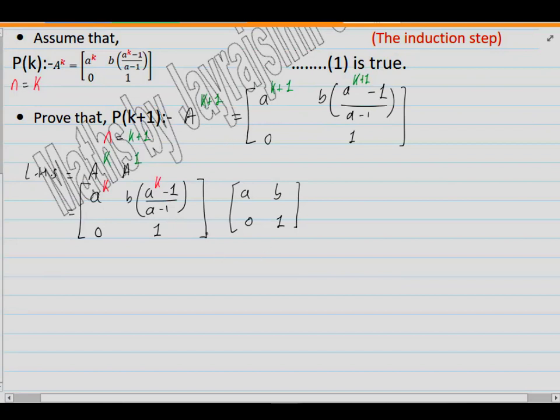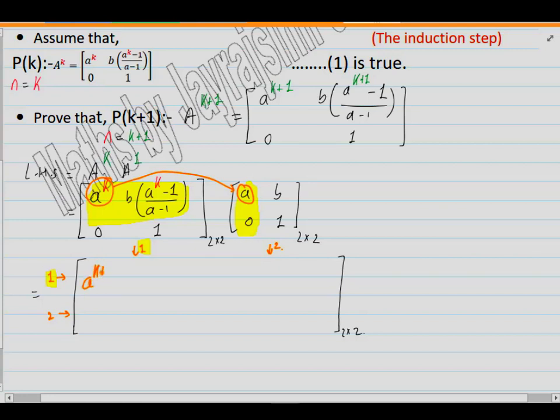Okay, let's begin. Our resultant matrix will be of order 2 cross 2. So the first element, which is in first row, first column, will be obtained by a raised to k into a, which will give us a raised to k plus 1, and this whole term with 0 will give us 0.